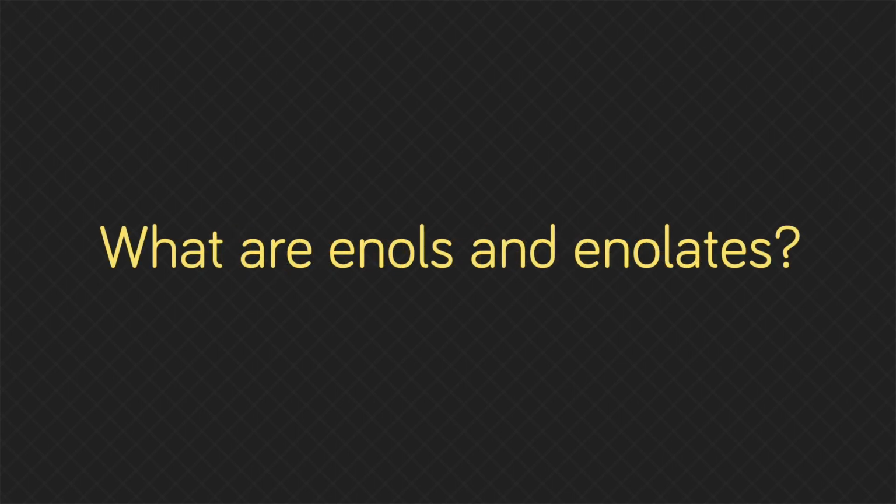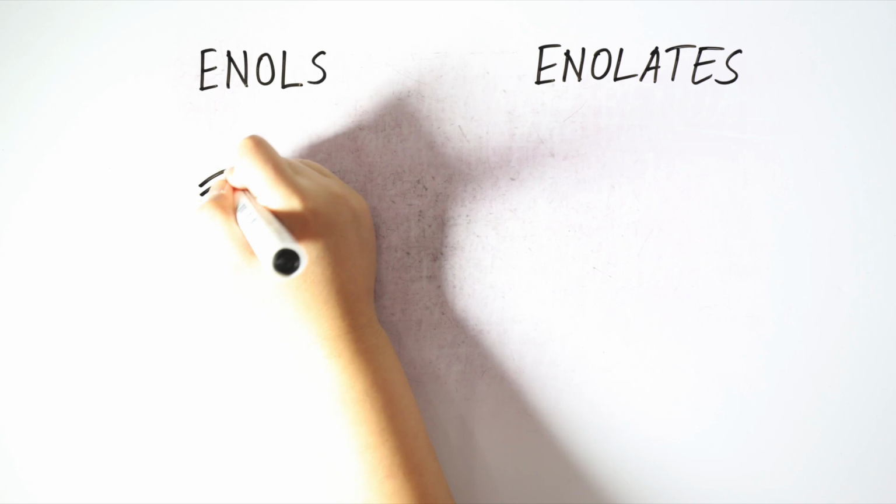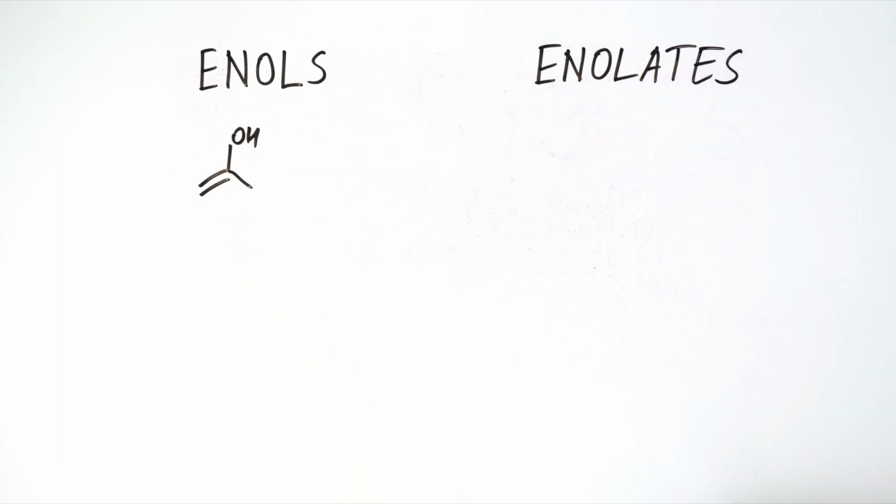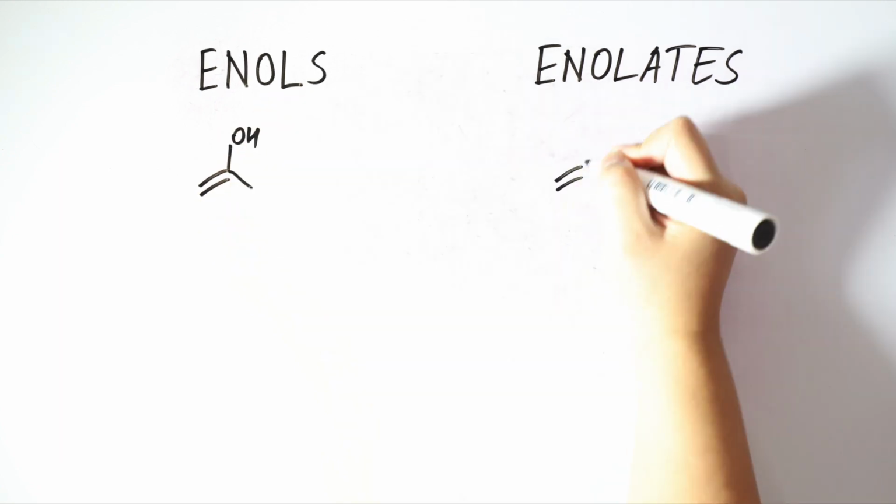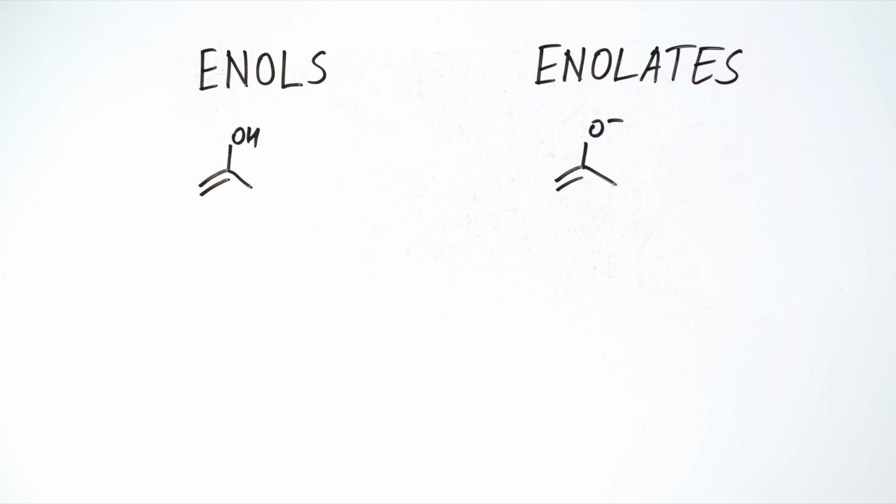Before talking about the reaction, let's start the video with what enols and enolates are. Enols are compounds with hydroxyl groups on an alkene molecule. Enolates are the conjugate bases of enols. Put simply, they are the anion form of enols.